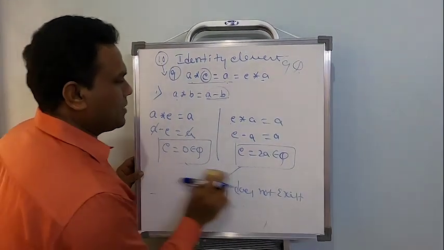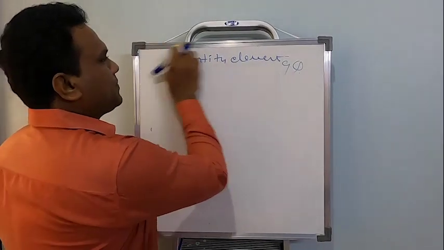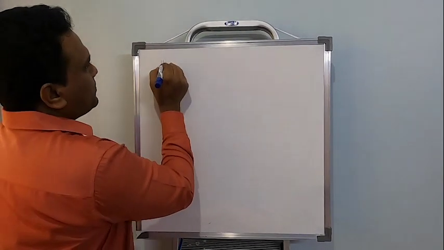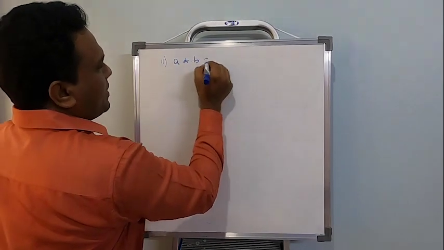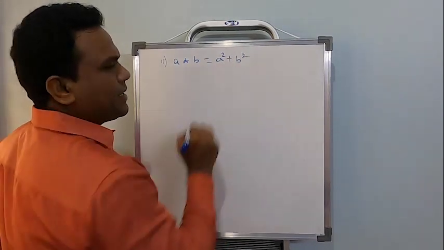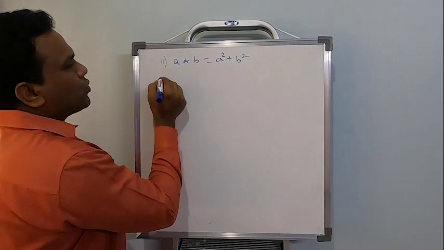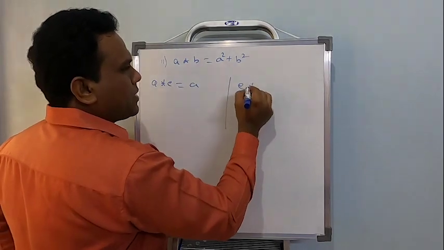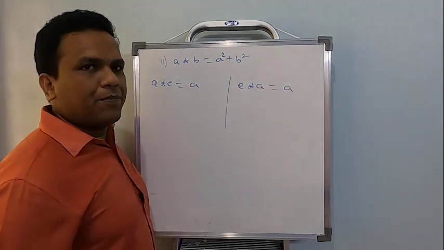Now let's go to the second problem under this. The second problem was a star b is equal to a square plus b square. This was the second, right? So what does the property say? A star e is equal to a, and one more is e star a is equal to a, right?